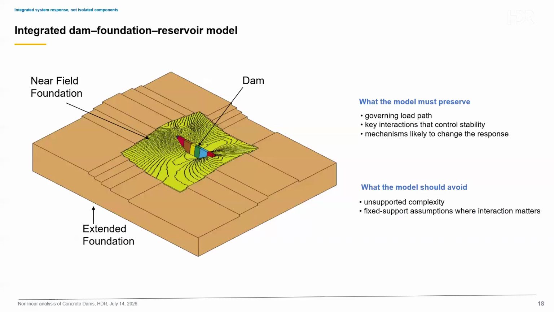And in general, the goal of the modeling is to have a model that behaves as a coupled system together, not as separated components. A good nonlinear model is not necessarily the most complicated model. It is the model that captures the system behavior in a defensible way.